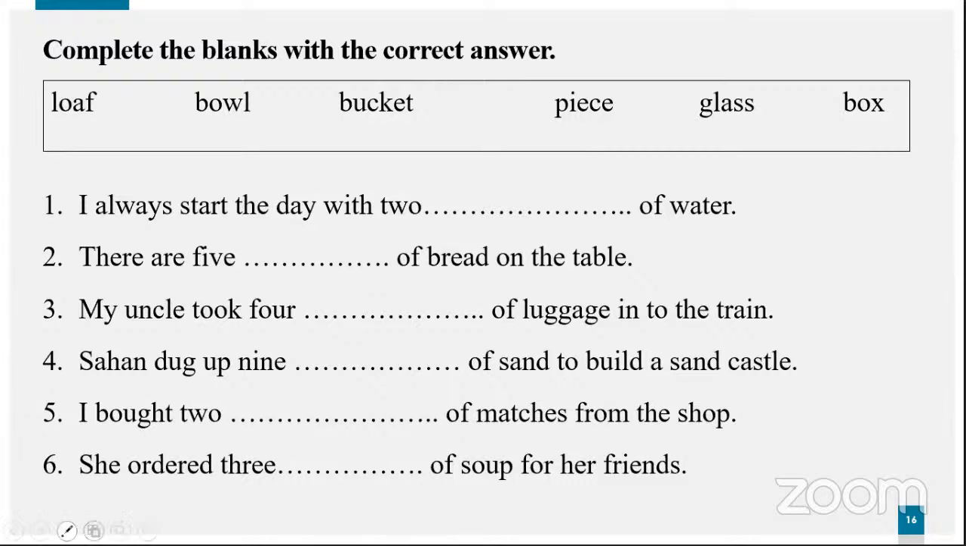Here we have to make it plural, right? Two glasses of water. The first answer is glasses, right? We should make this quantifier plural, because we can't make this one plural.